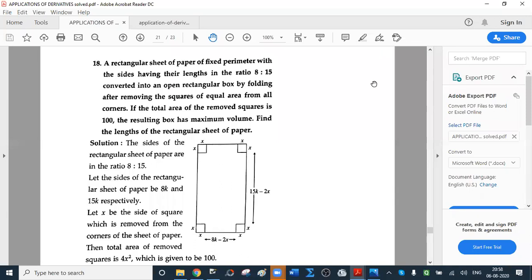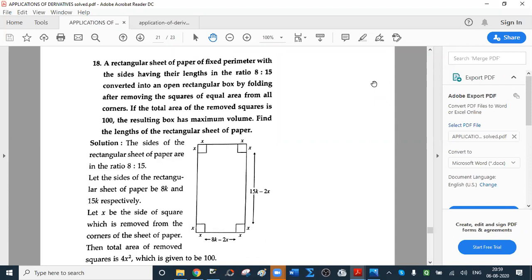Sum number 18. A rectangular sheet of paper of fixed perimeter with the sides having their lengths in the ratio 8 is to 15 is converted into an open rectangular box by folding after removing the squares of equal area from all the corners. If the total area of the removed squares is 100, so that directly gives me the value of x which is taken. The resulting box has maximum volume. Find the lengths of the rectangular sheet of paper.